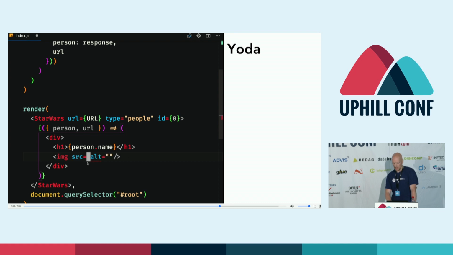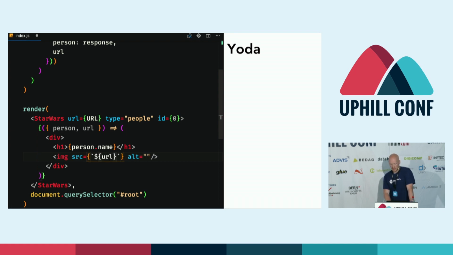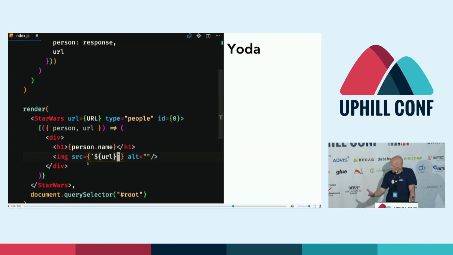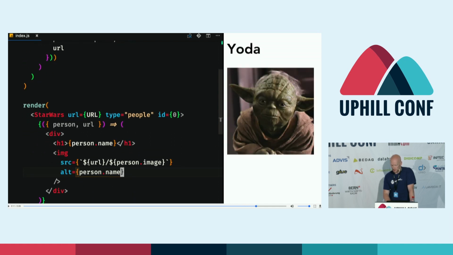Then I can also make an image tag and pass in that URL I passed down as well, because the images are hosted at the root of the server, and create that string that says, at that URL, grab me that image, and also give me the alt text of the person.name.